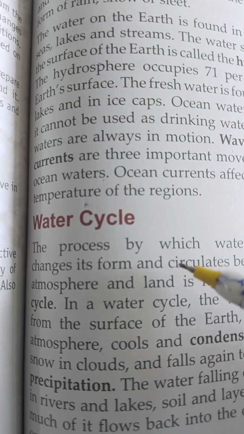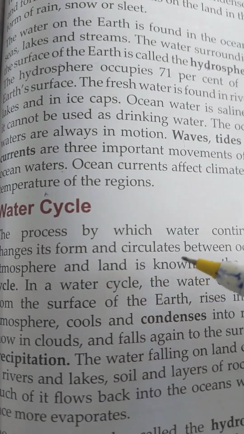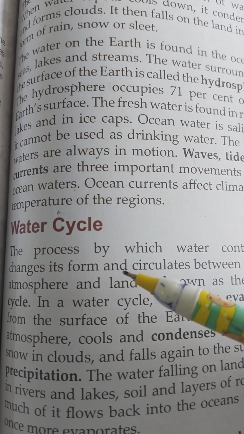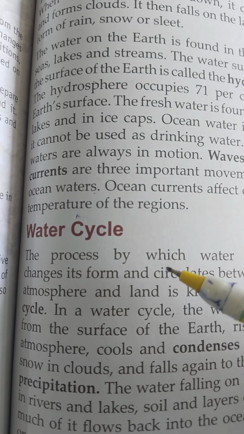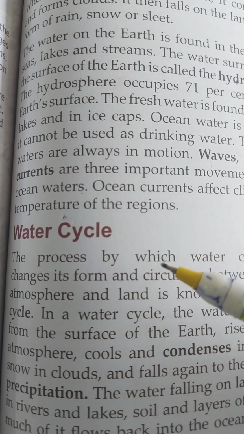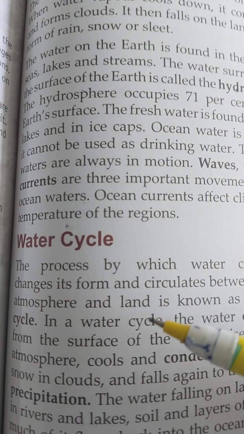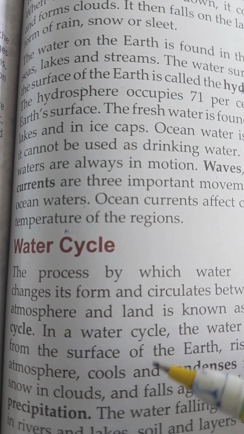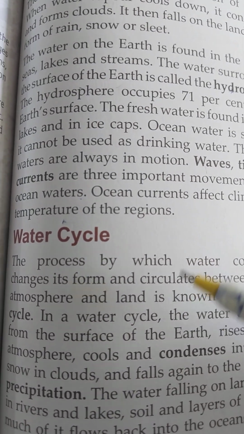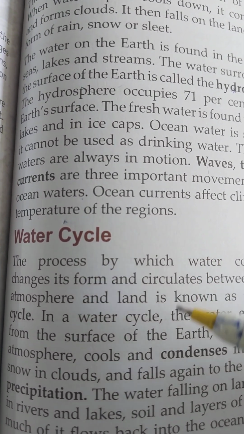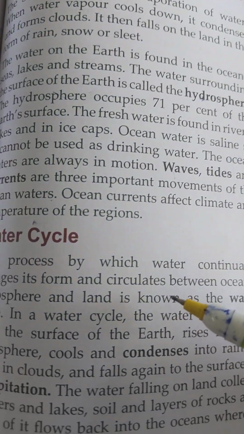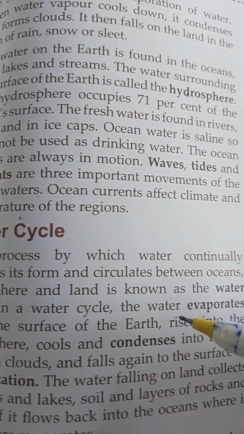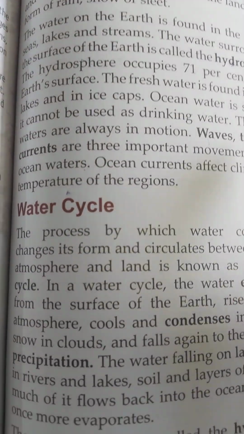Now we will study about the water cycle. First of all, let us know what is the water cycle. The process by which water continuously changes its form, means from ice to vapor, and from vapor again to the liquid form. This process of changing of the water from one form to another, and when it circulates between oceans, atmosphere and land, is known as the water cycle.